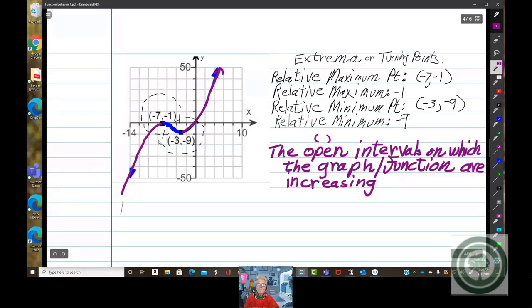And that would be plural because there are two. Let's see, from negative infinity to negative 7, which is the x coordinate of the relative maximum, and from the x coordinate of the relative minimum out to the right forever. So from negative 3 to infinity.